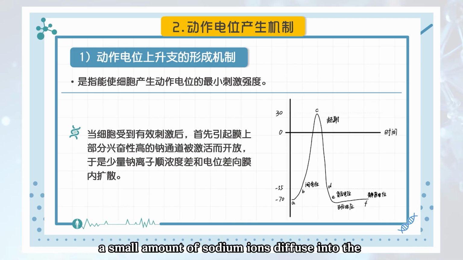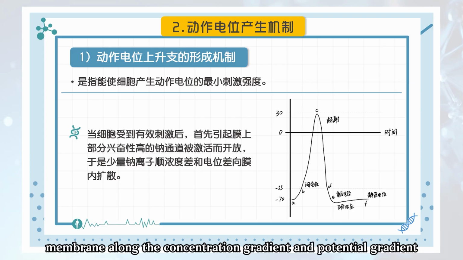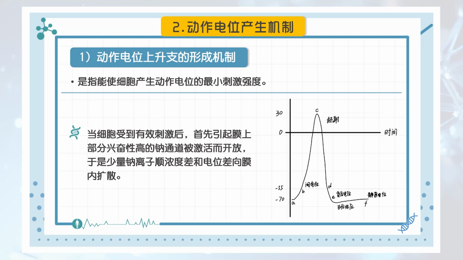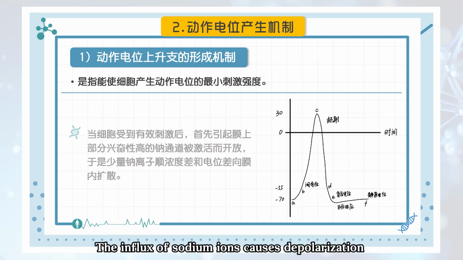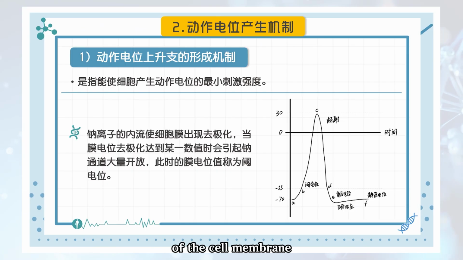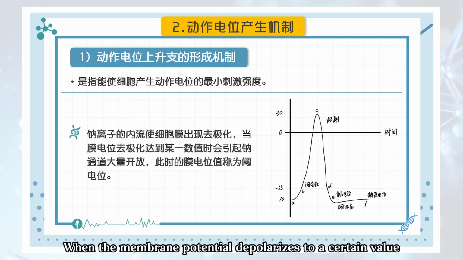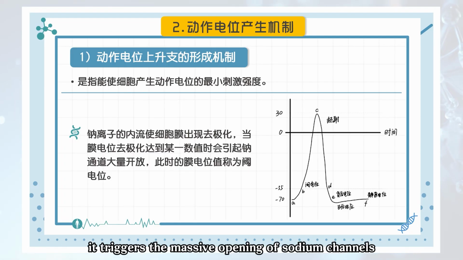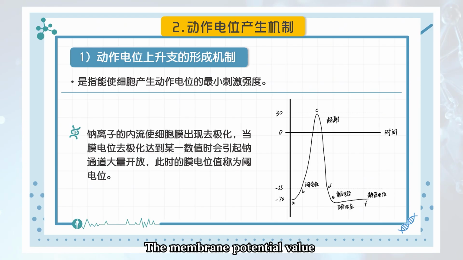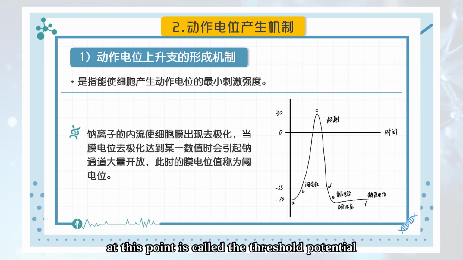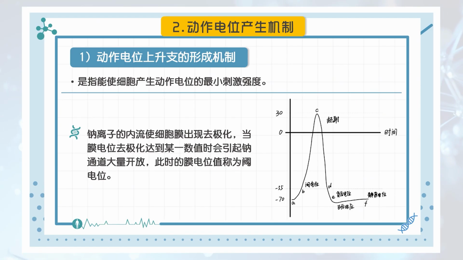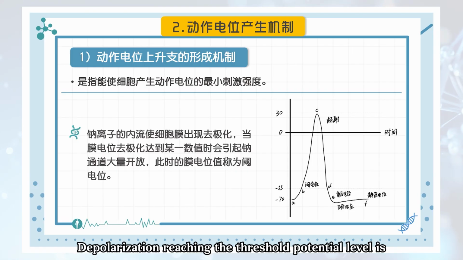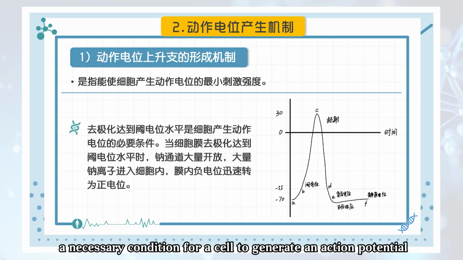As a result, a small amount of sodium ions diffuse into the membrane along the concentration gradient and potential gradient. The influx of sodium ions causes depolarization of the cell membrane. When the membrane potential depolarizes to a certain value, it triggers the massive opening of sodium channels. The membrane potential value at this point is called the threshold potential. Depolarization reaching the threshold potential level is a necessary condition for a cell to generate an action potential.